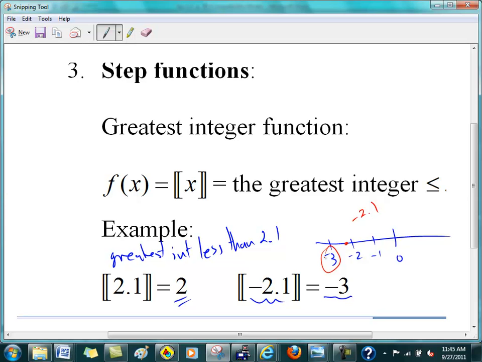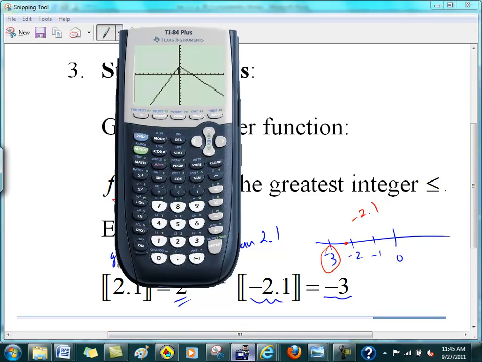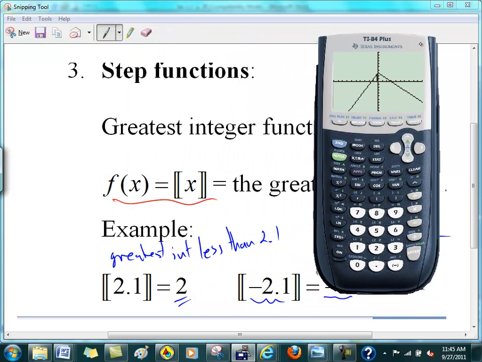Yeah? Okay. How do you do this in a graphing calculator, and how do you graph this function? Guys, everybody, you got your graphing calculators out? Okay, so you're going to go into math, num, number 5, int, number 5.